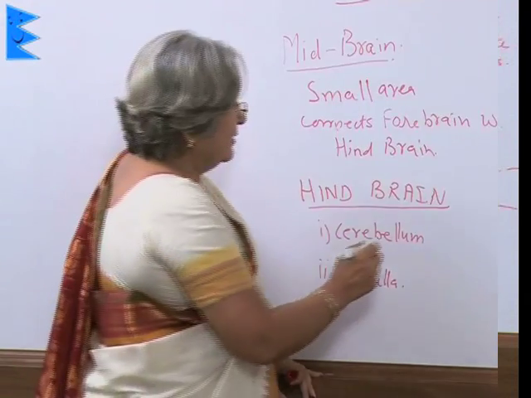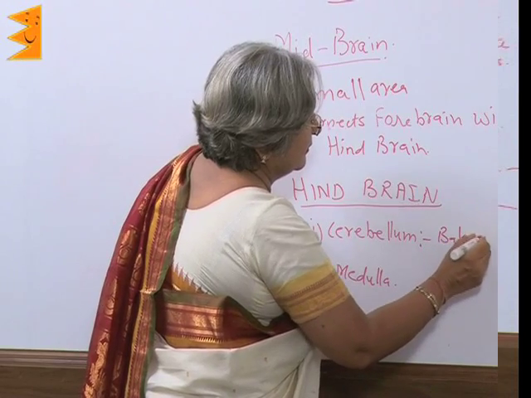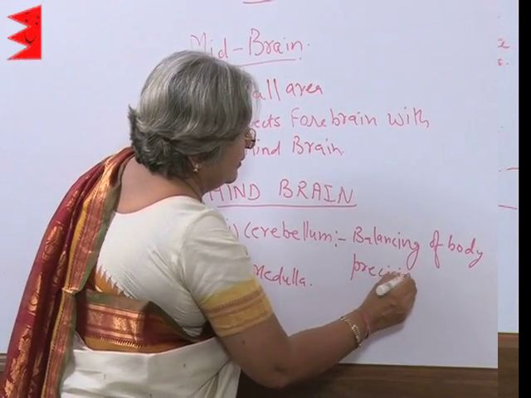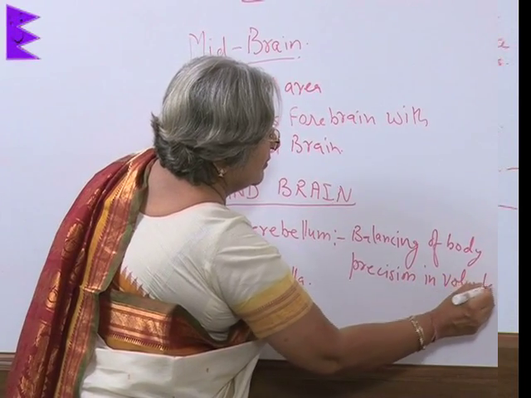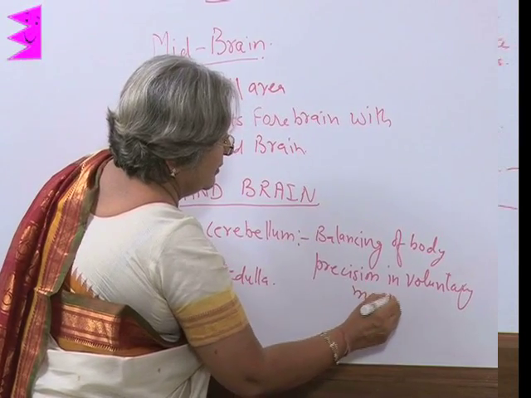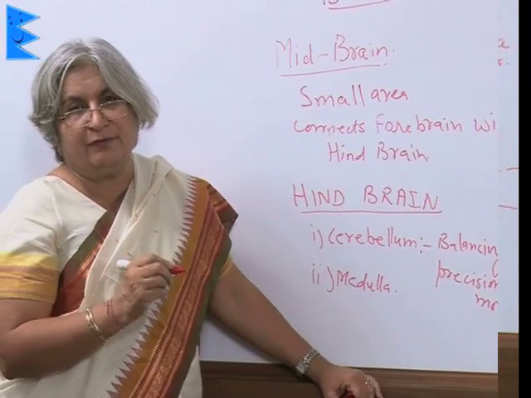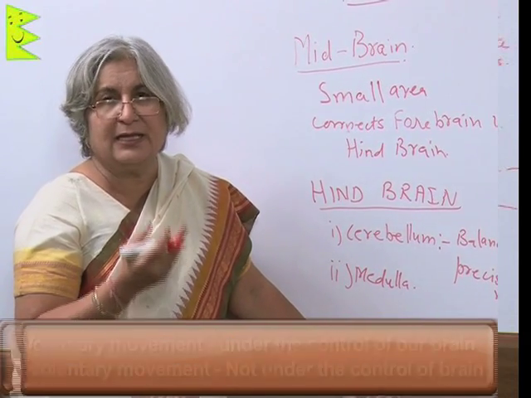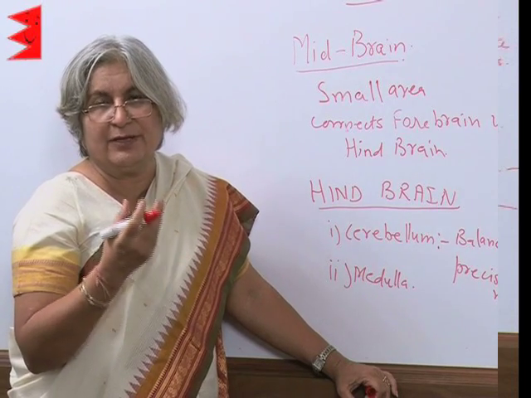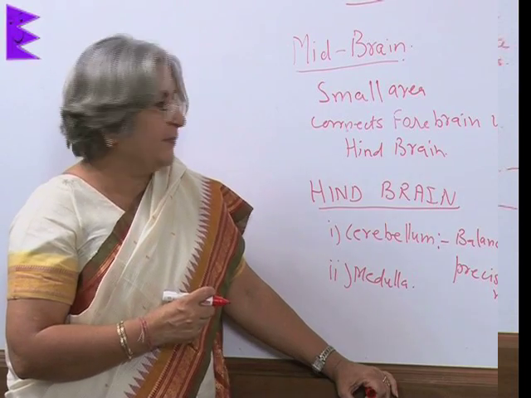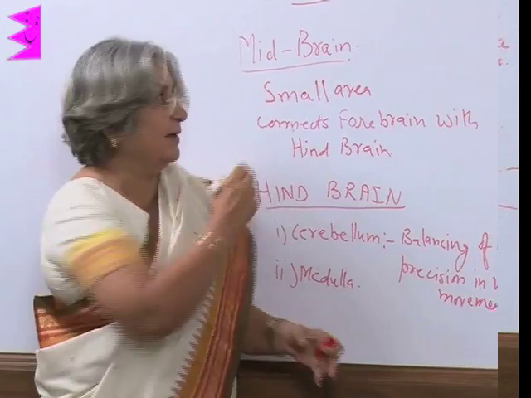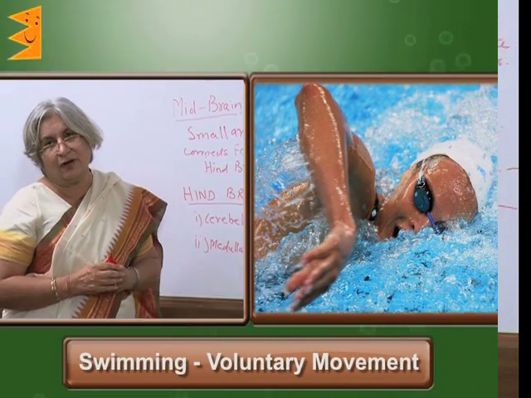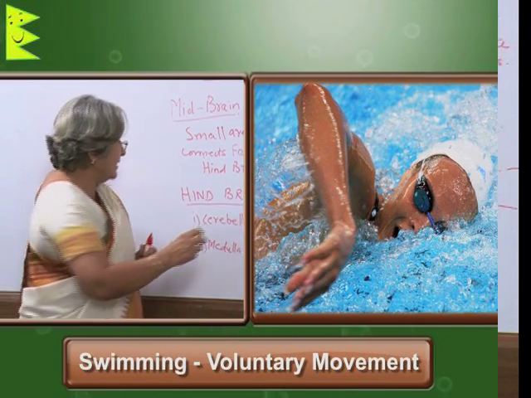The cerebellum is concerned with balancing of the body, and precision in voluntary movements. Now, what do we mean by voluntary movements? Voluntary means which is under the control of our brain, and involuntary which are not. What does that mean? They will happen in any case. Beating of the heart, movement of the digestive organs, all these are involuntary movements. And the voluntary movements are like I am writing on the board, I am walking, I am picking up something, I am bicycling, or I am swimming. All these are voluntary movements, and the precision of these voluntary movements is the area for cerebellum.